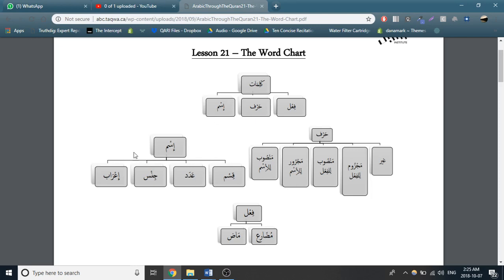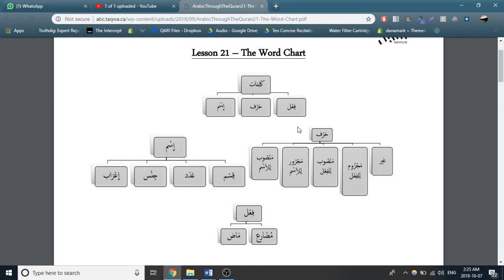Next up, we look at the 4 properties of an ism. And an ism has 4 properties, which are i'rab, jinns, adad, and qism. Qism being definiteness, adad being number, jinns being gender, and i'rab being the status. And we're going to get into detail about that and fully explain it.